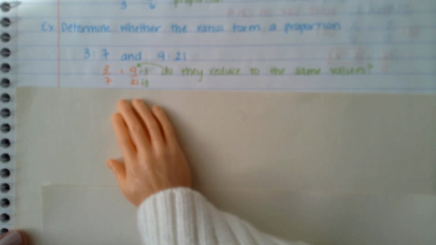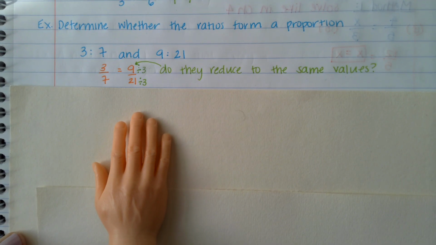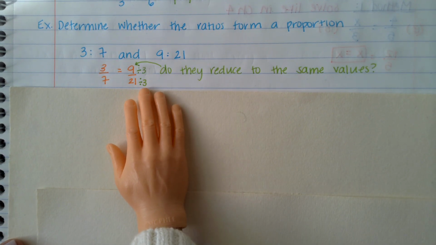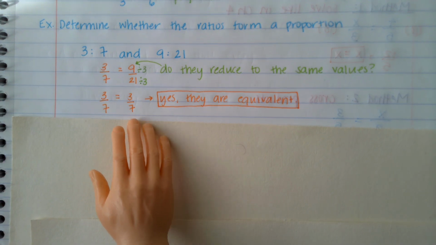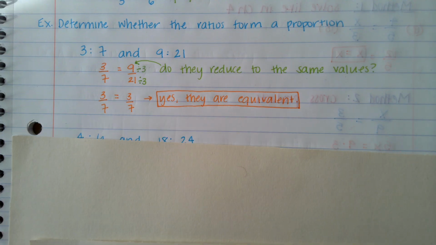I can reduce 9 over 21. Reduce 9 over 21 by dividing each by 3, and I would get 3/7 is equal to 3/7. And we know that these are equal, so yes, they are equivalent.